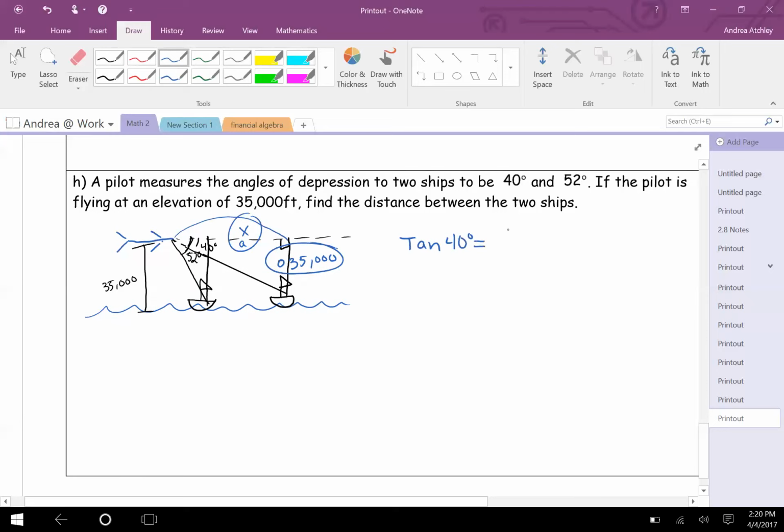So we're going to use the tangent of 40 degrees equals 35,000 divided by my unknown X. That's what I'm looking for. I'm going to put this over 1 and cross multiply. And I'm going to do the tangent of 40 times X equals 35,000.